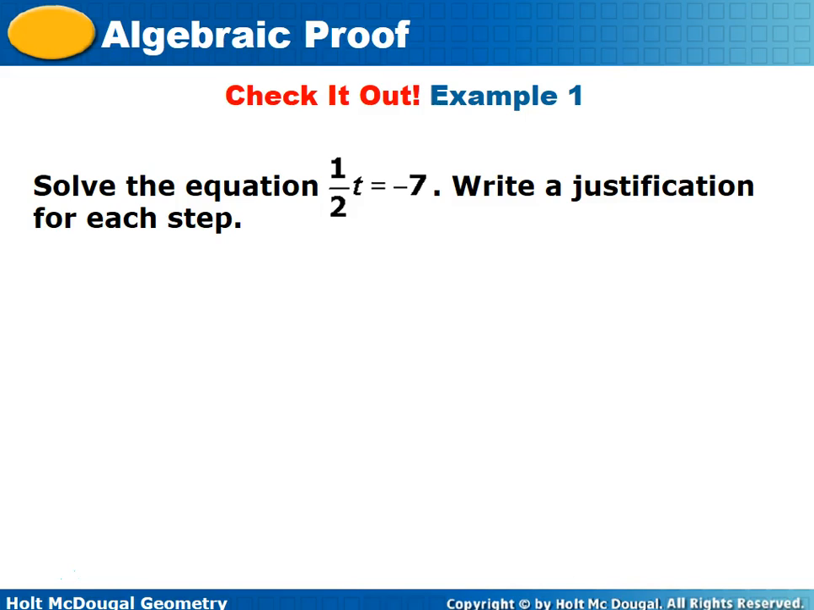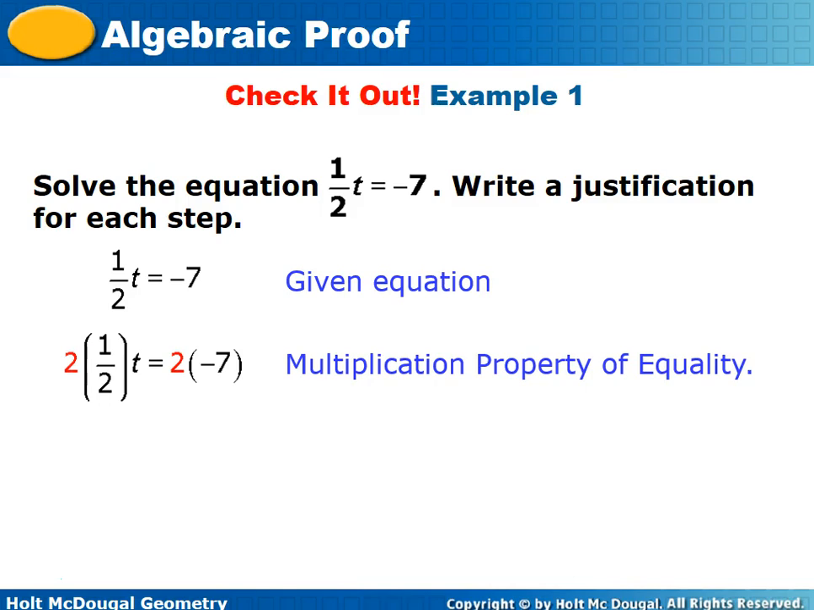Okay, so on this one, we've got 1/2 t equals negative 7, and that was given to us. Now to get rid of that 1/2, we're going to have to multiply by its reciprocal, which is 2, and that would be the multiplication property of equality. Now when we do that, we get rid of the 2 and the 1/2 because they cancel each other out, and we're just going to then simplify the 2 times the negative 7. So that's our next step there, simplify.